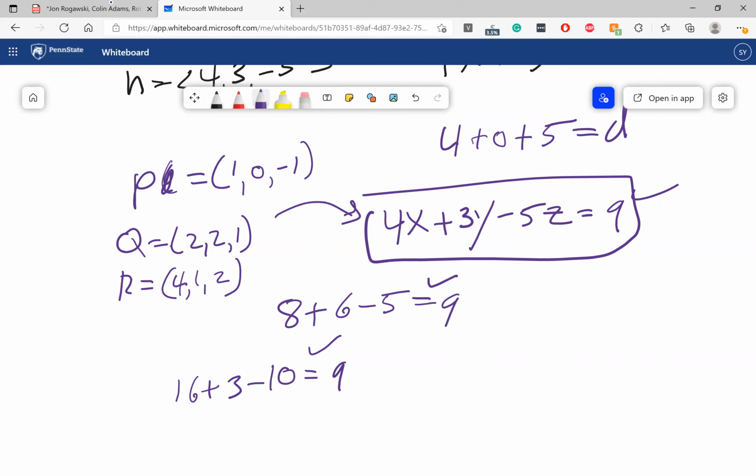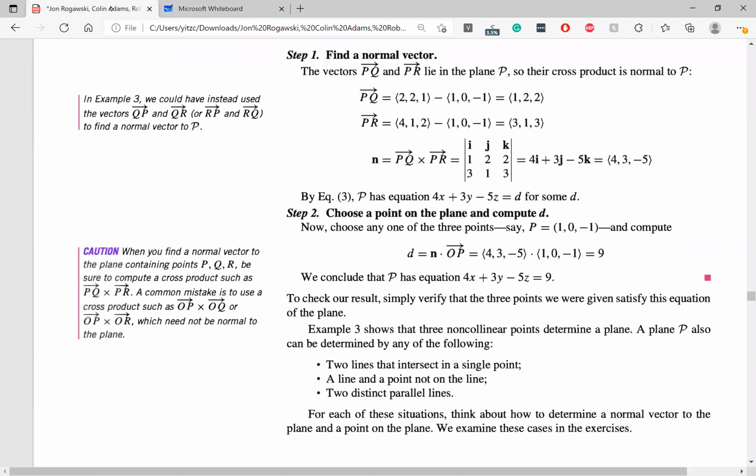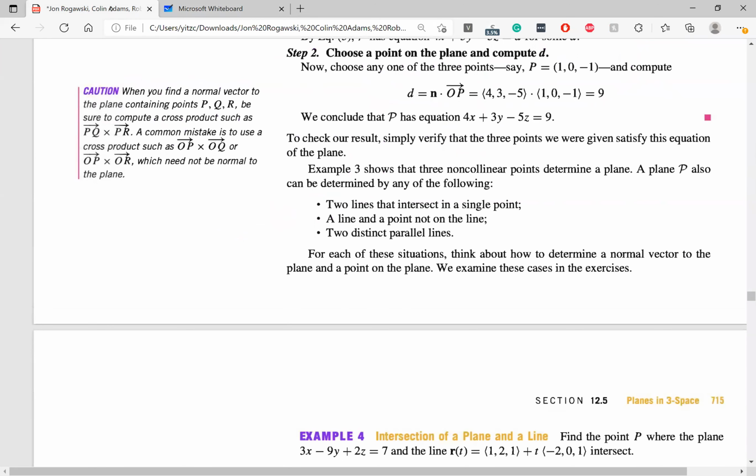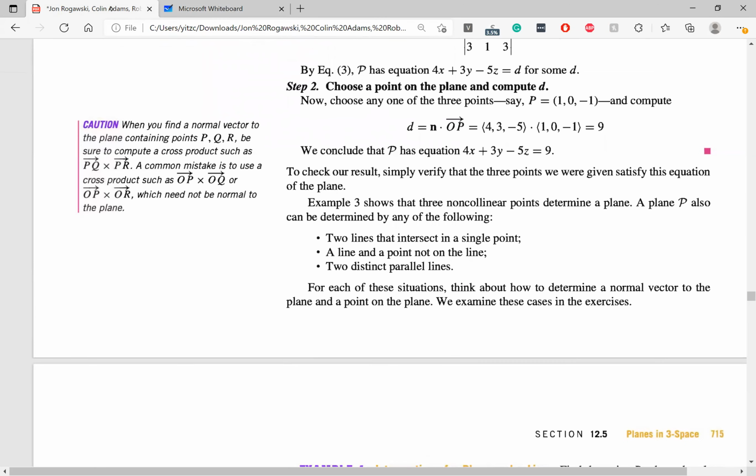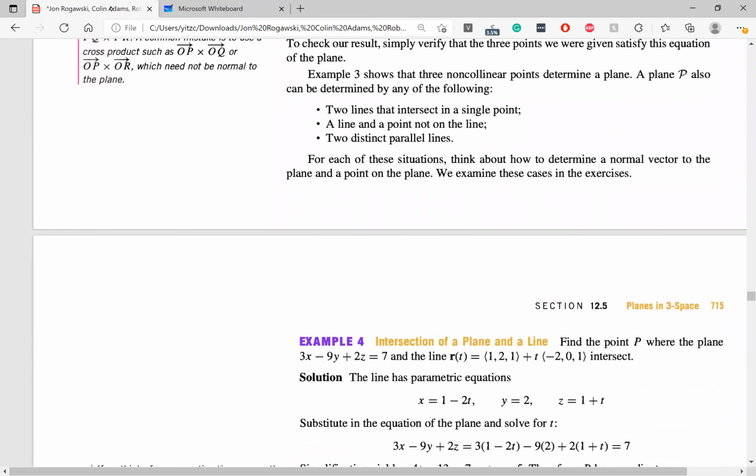So for example, the point 0, 3, 0 also lies in this plane. Okay, any other questions?